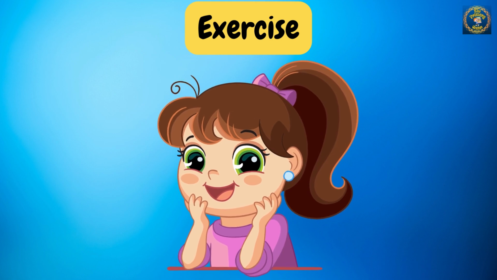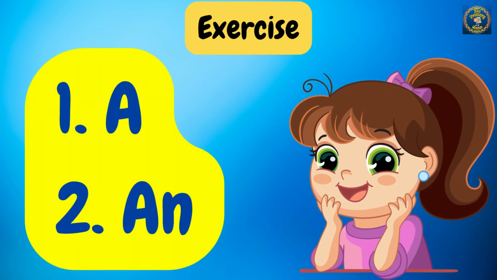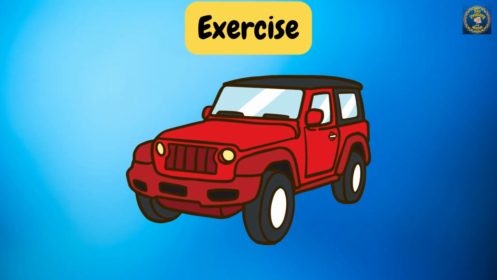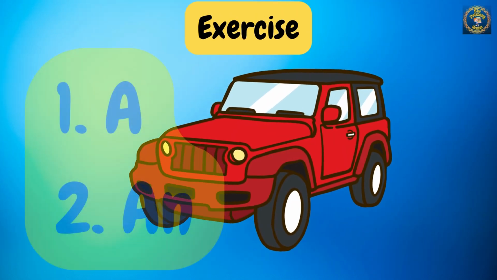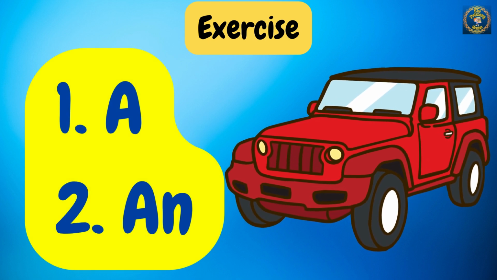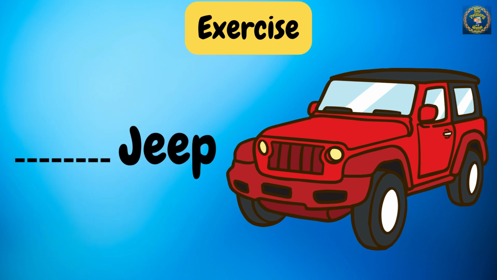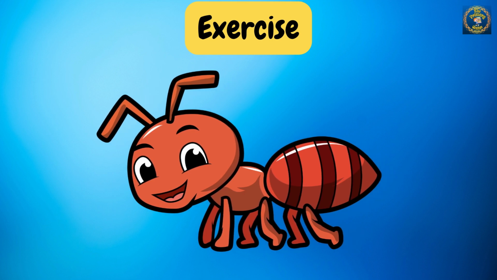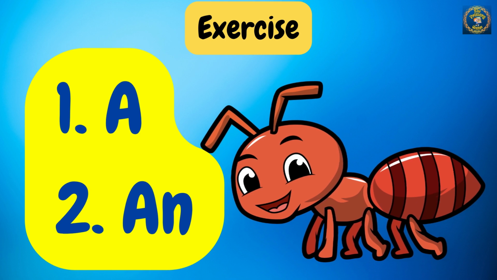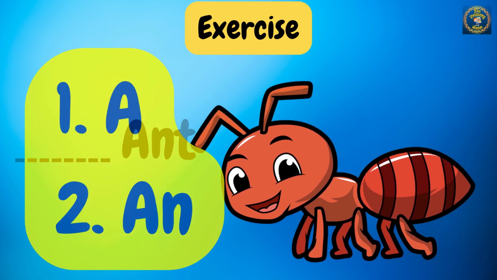Then we have girl. What comes before girl? A or an? That's right, a girl. Then we have jeep. What comes before jeep? A or an? That's right, a jeep. Then we have ant. What comes before ant? A or an?